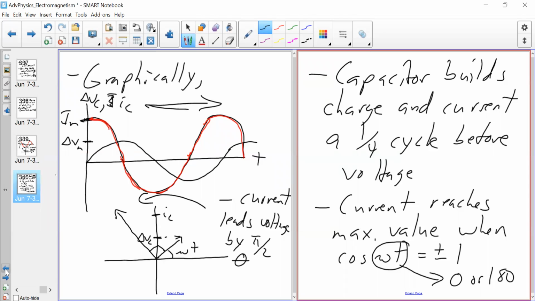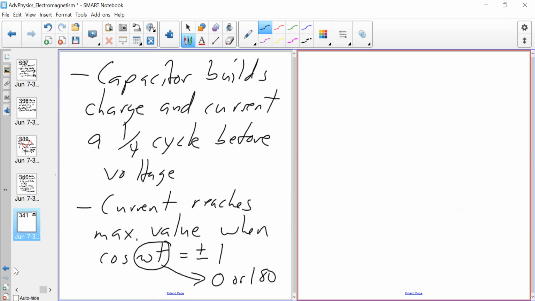Now let's talk about all those reactances, and then we're going to combine everything. We're going to have an RLC circuit, and we're going to see how everything fits and behaves when it's all at once. That's like a real circuit.